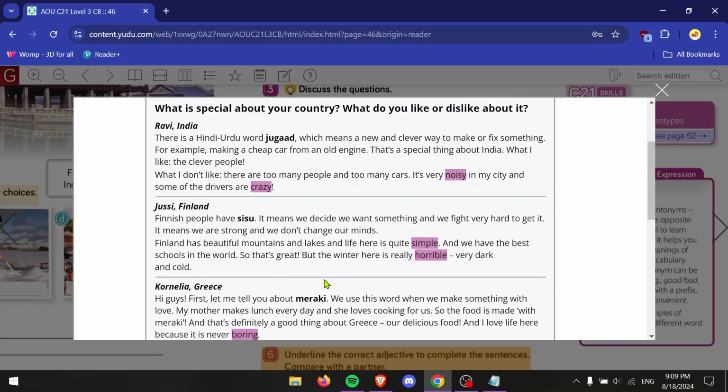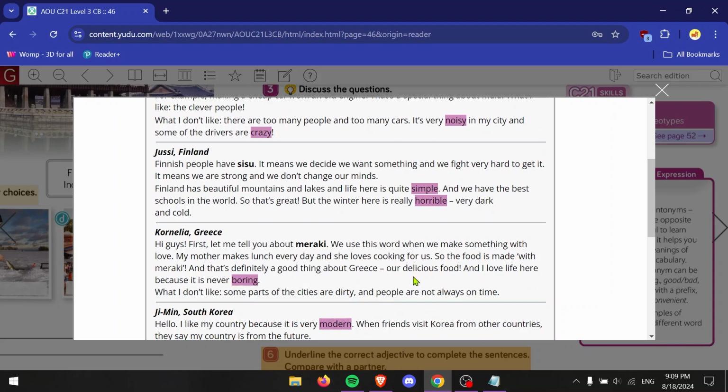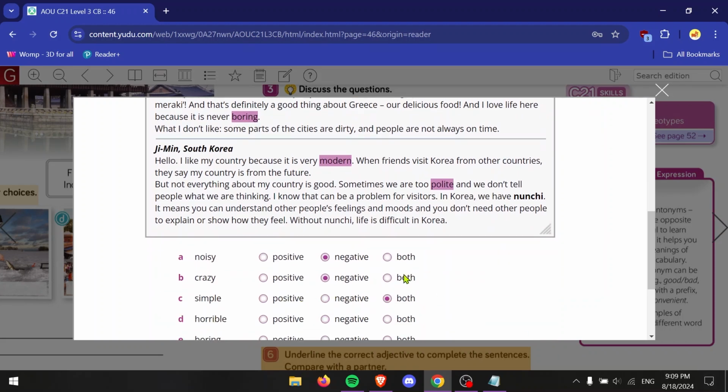Let's go to Finland. Finland has beautiful mountains and lakes, and life here is quite simple. And we have the best schools in the world. So that's great. But the winter here is really horrible, very dark and cold. Life here is quite simple, is neutral. It could be something that is looked at as a positive. Sorry about that. Let me mute my phone. It is something that could be looked at as, hey, life is simple. It's nice. While for someone else, it could be taken in a negative way. They don't like simple life. They like it to be more outgoing, more places to visit, more things to do, etc. So simple here is a word that can be used in both contexts.